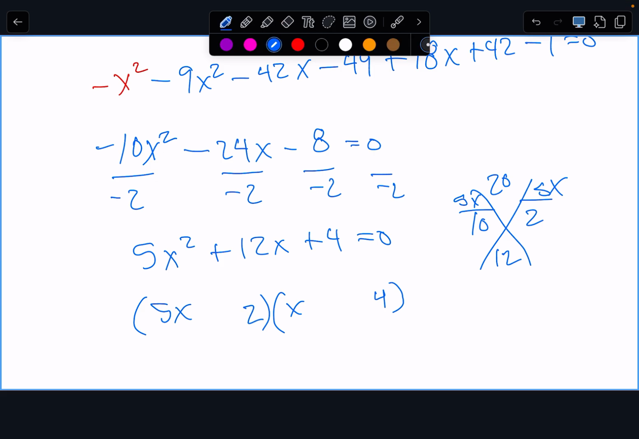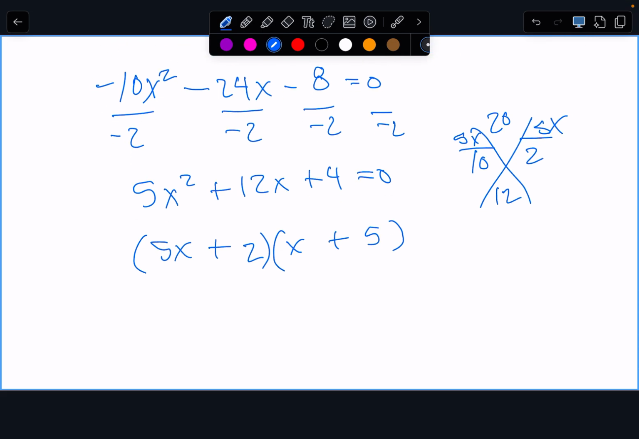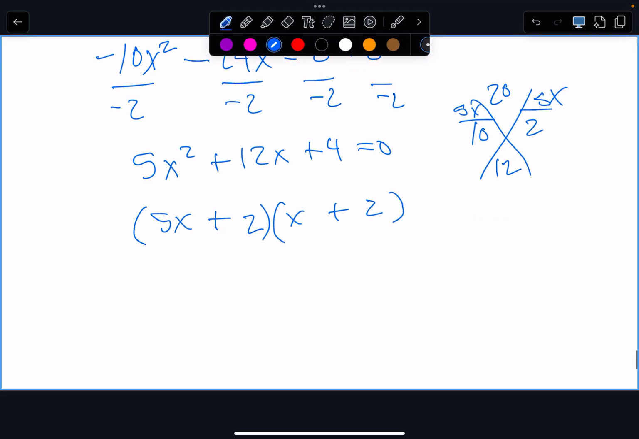And x plus 2. Right? Plus 2, plus 2, plus 2. So x equals -2 and x equals -2/5.